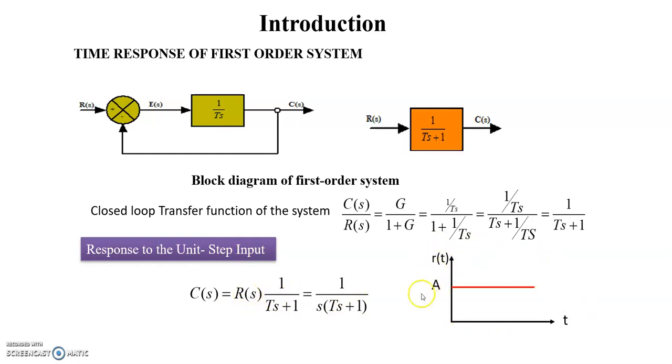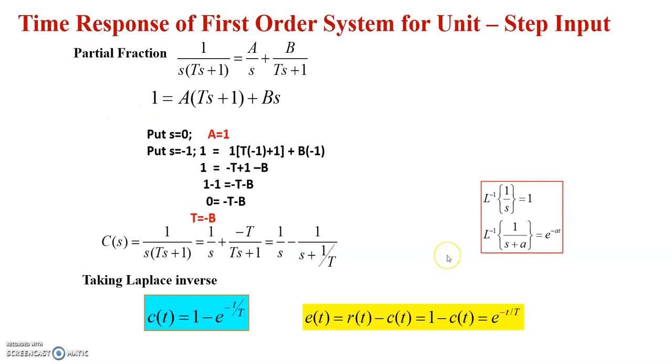So this is the response for unit step input in the time domain analysis. You can take the partial fraction for this: 1/(S(tau S plus 1)) equals A/S plus B/(tau S plus 1). Take a common factor: A(tau S plus 1) plus BS is equal to the numerator term 1. Put S equal to 0 in this equation to find the A value, and similarly put S equal to minus 1/tau to find the B value. The B value is nothing but minus tau.